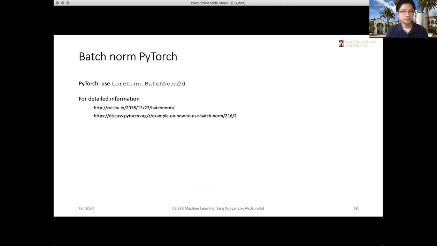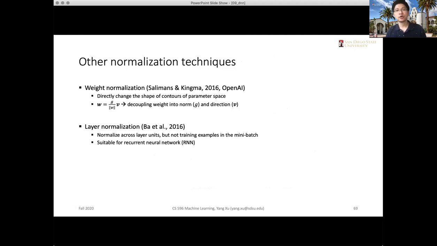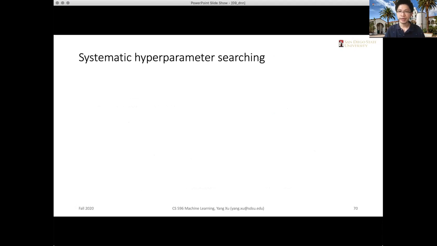Okay, so instead of batch norm, we have some variants, called weight normalization or layer normalization, which can be applied to different realms, different models, different tasks. But basically speaking, batch norm is the most commonly used way to normalize the internal representations of each layer.